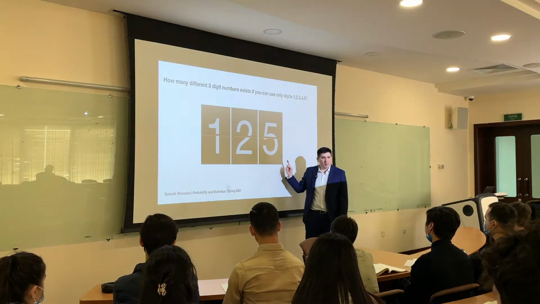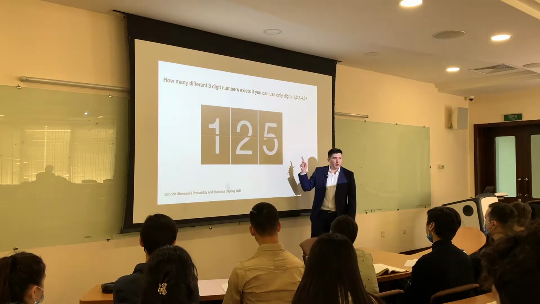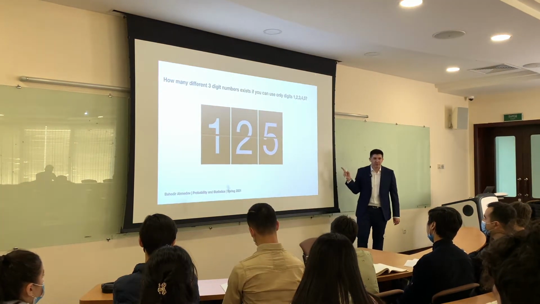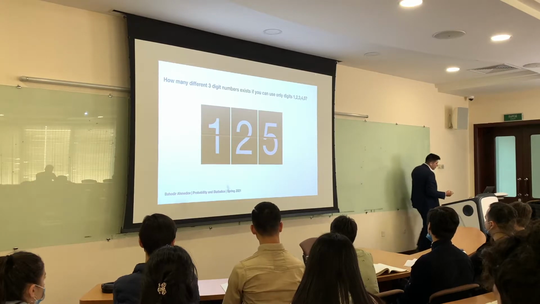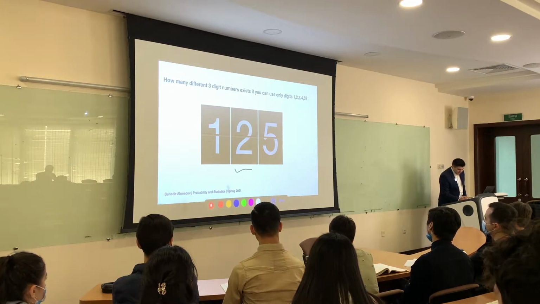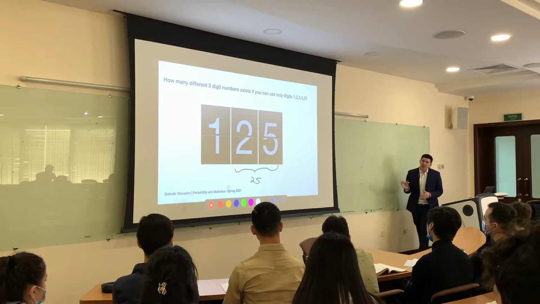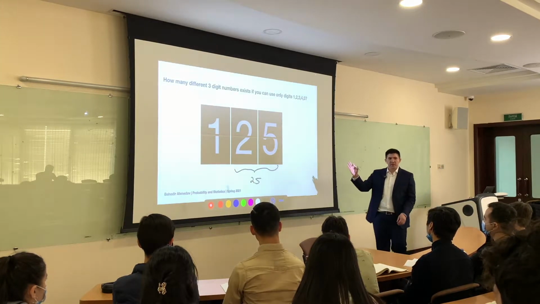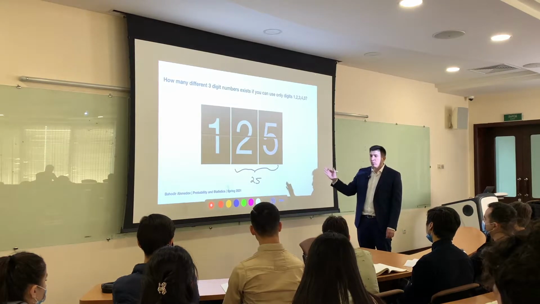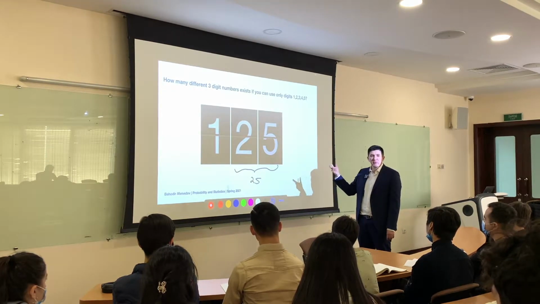For 2, I have 5 options. For 3, I have 5 options. For 4, I have 5 options. For 5, I have 5 options. So in total, there are 25 options here. Please note that I didn't change the first position. It was 1, and it is still 1. So for 1, there are 25 options.